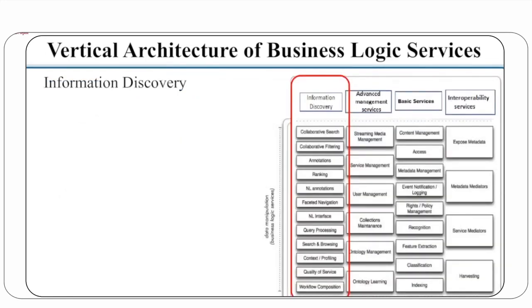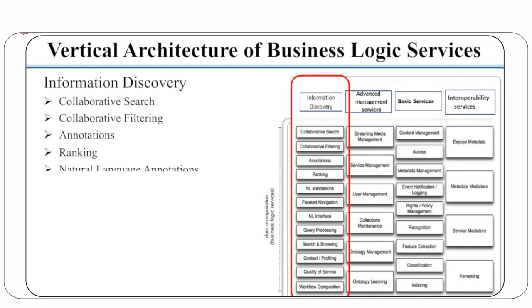Information discovery services are the services the end user interacts with most often. The services implemented in this column range from enhanced search and browsing, natural language interfaces, faceted navigation to community services such as annotations, ranking, collaborative filtering, and collaborative search. Additional services support context-based operations, user profiling, and overall quality of service.